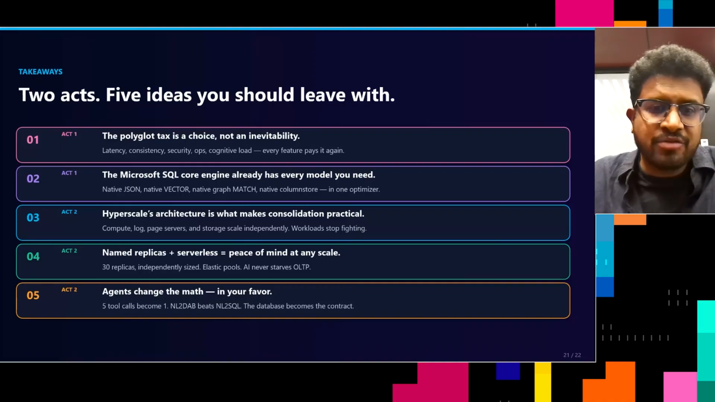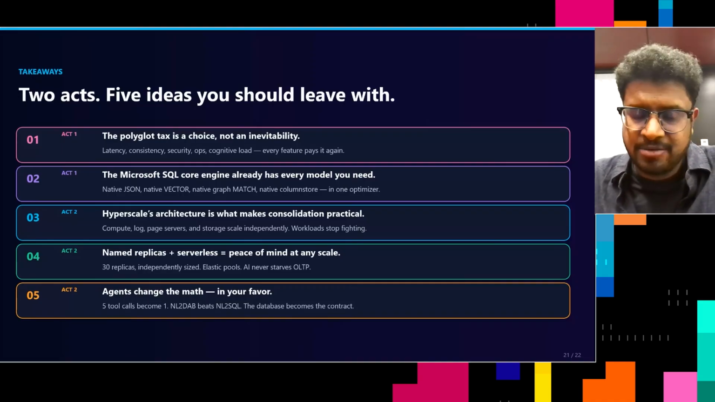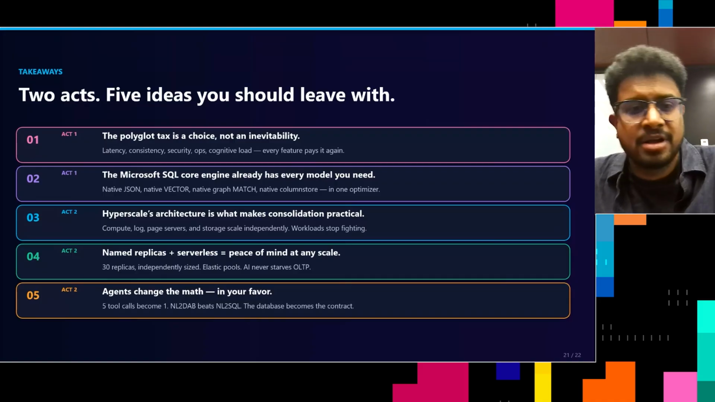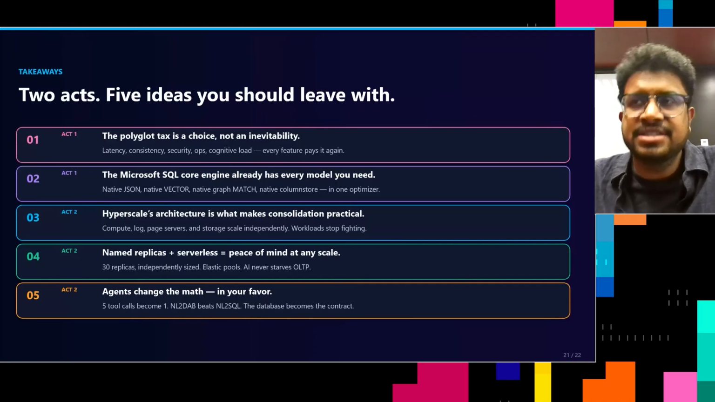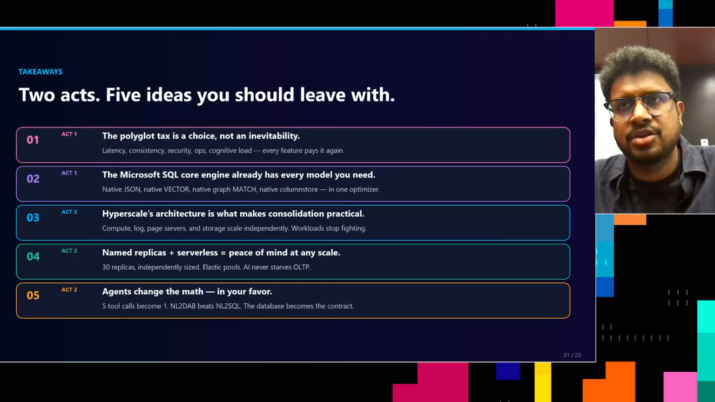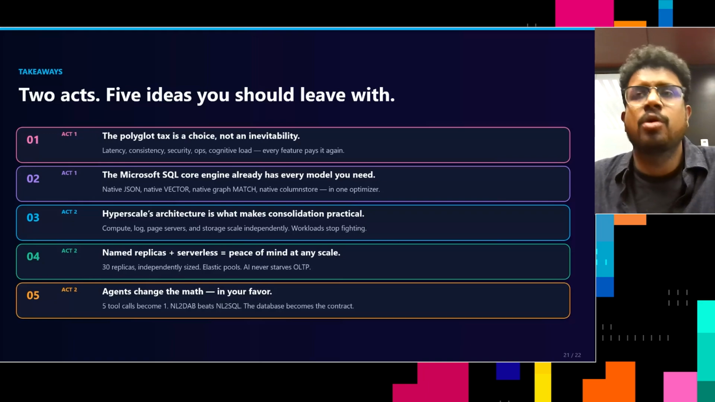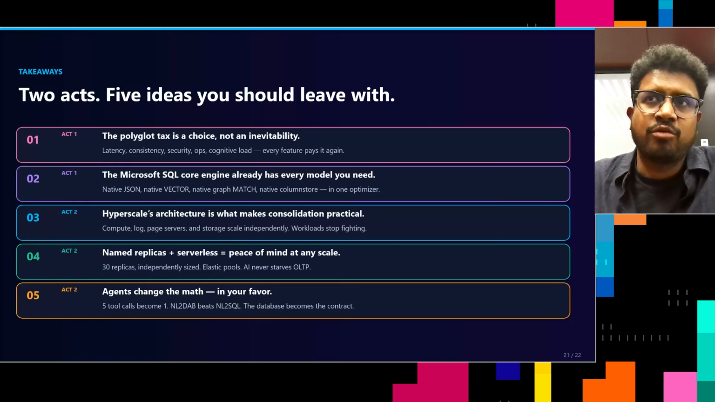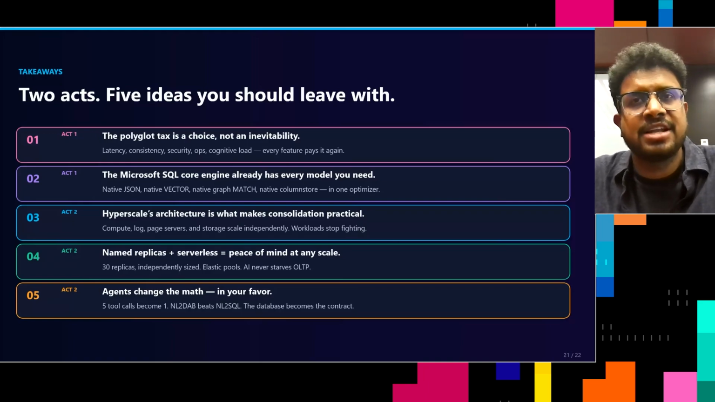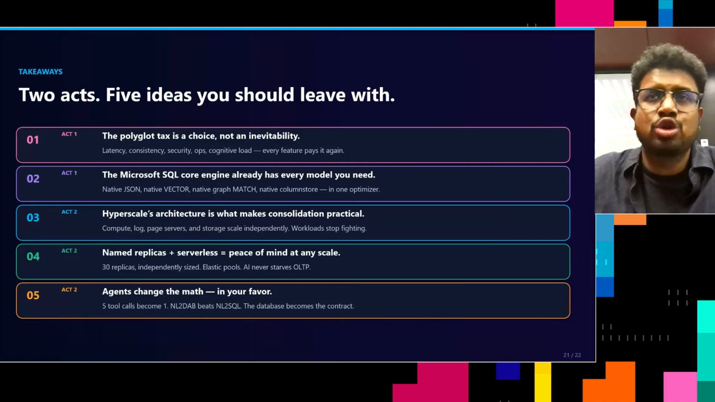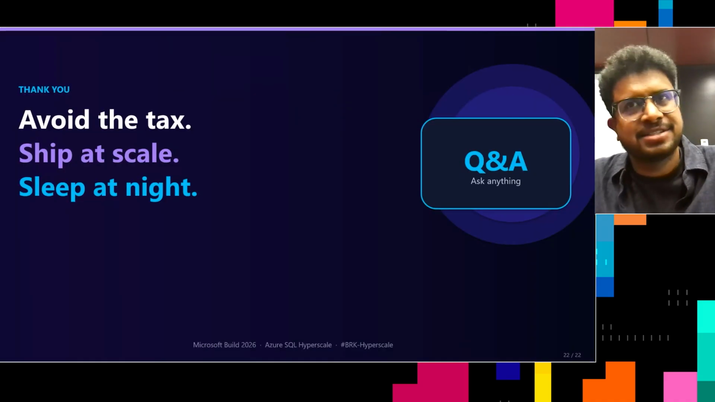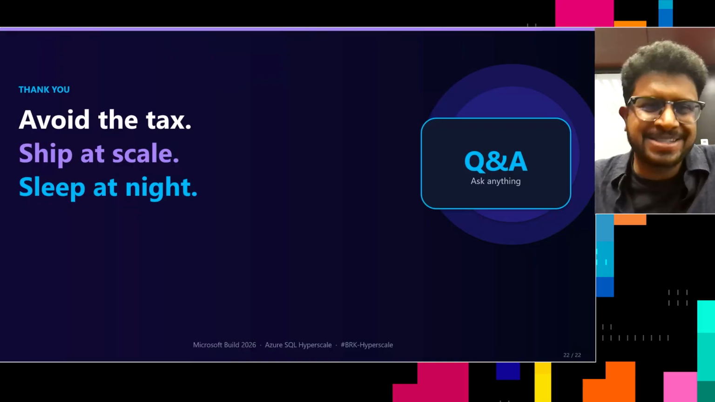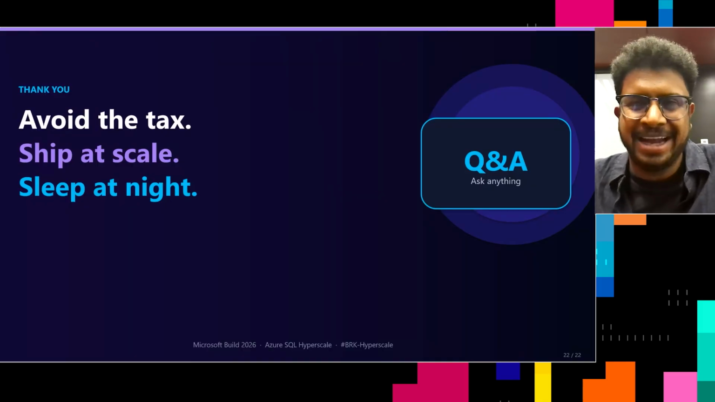So that's what we are saying. Hyperscale architecture is one of the best architectures, purpose-built for cloud. And agents, as I mentioned in the talk, really need all these guarantees more than ever. So Microsoft SQL and Azure SQL Hyperscale as a story is shining right now more than ever. All I say is avoid the tax, ship at scale, and sleep at night. Thank you.